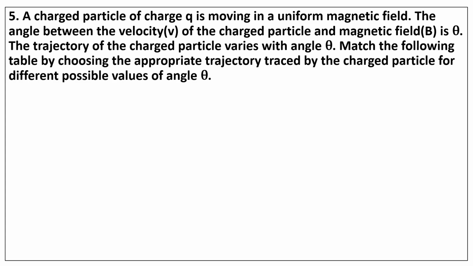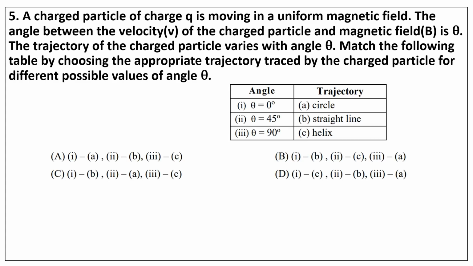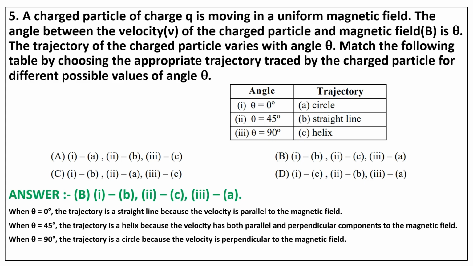The angle between the velocity, v, of the charged particle and magnetic field, B, is theta. The trajectory of the charged particle varies with angle theta. Match the following table by choosing the appropriate trajectory traced by the charged particle for different possible values of angle theta. From the table, answer is B.